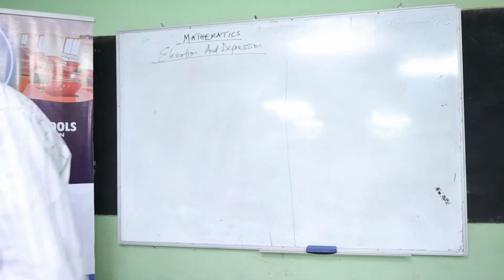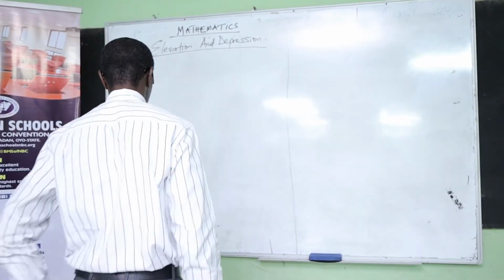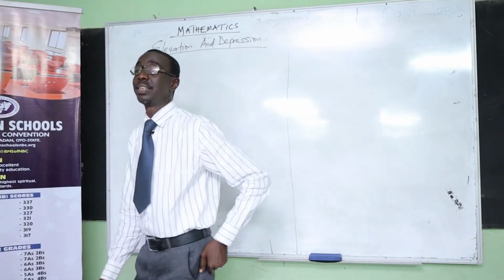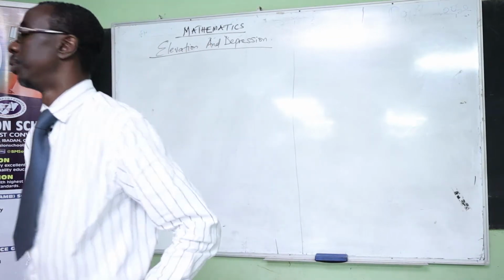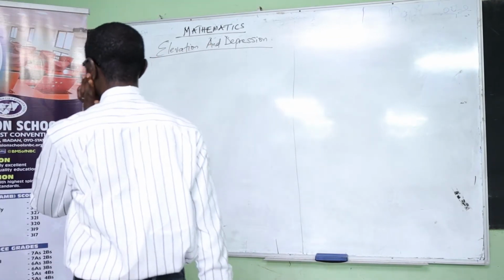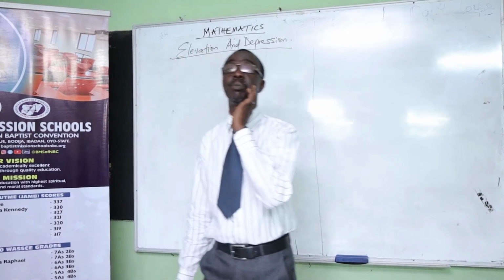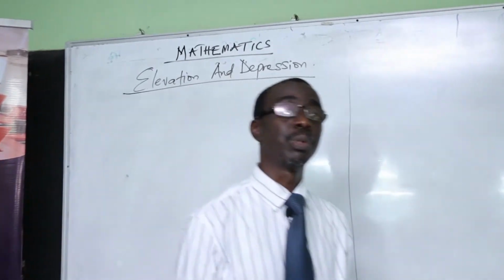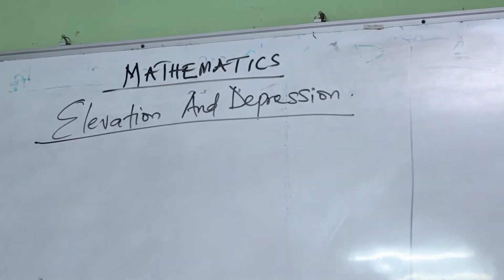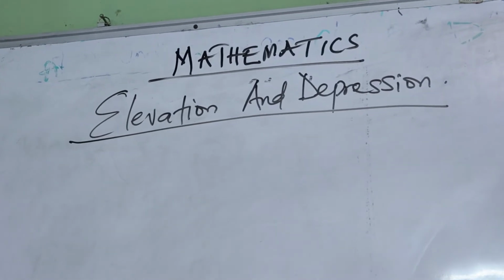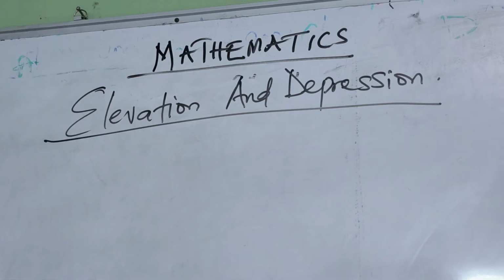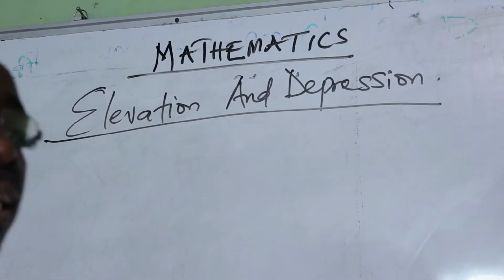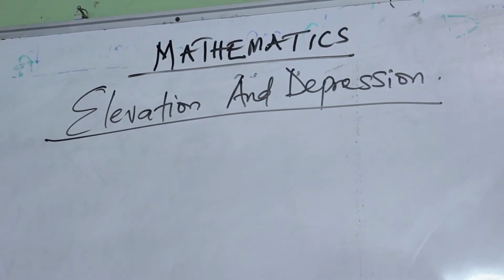As you can see, we have moved from bearing and distance. We are now on elevation and what? Depression. All right. Elevation and depression is a topic that we have taken together before, but we want to use this opportunity to quickly review it with students so that our memory can be refreshed and we can at least strengthen ourselves again towards the examination ahead of us.